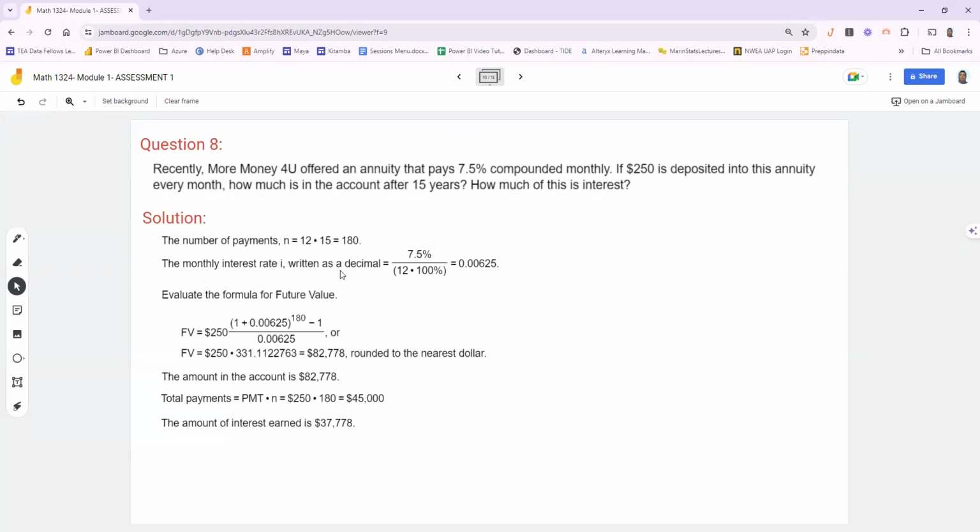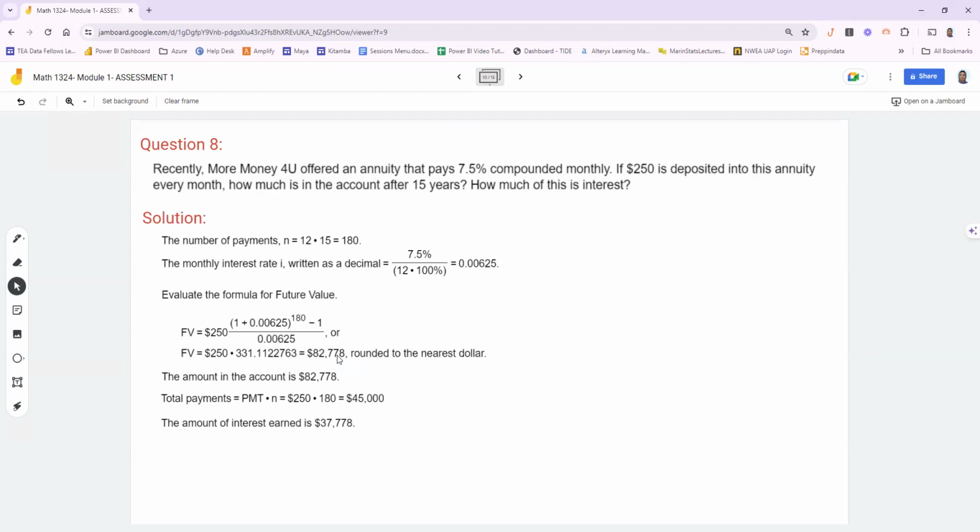The monthly interest rate I will be this as a decimal. That means just divide it by 100. And then we're going to divide that rate by 12, and then this will be the I value. If we now plug in the values to the formula, future value will be equal to your periodic payments times 1 plus your I value to the N value minus 1, divided by I. And you can find the future value to be equal to this.